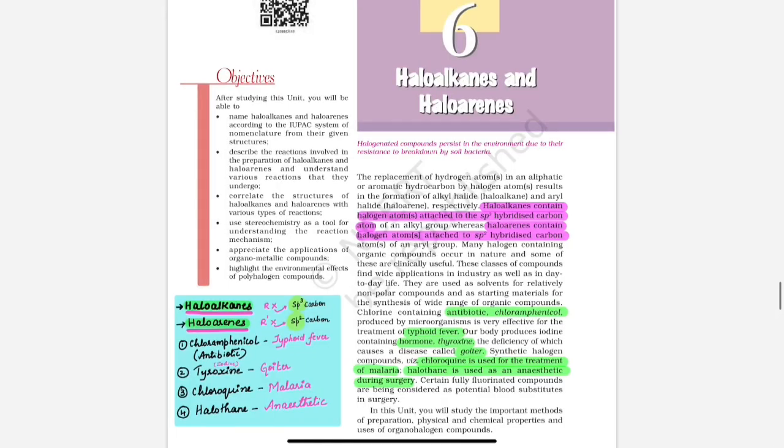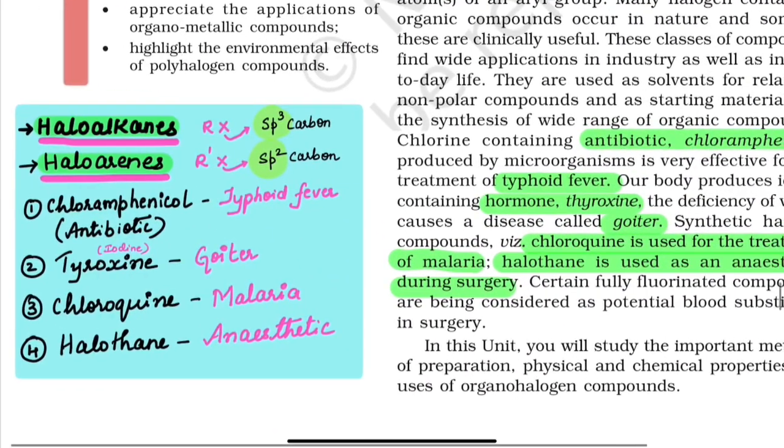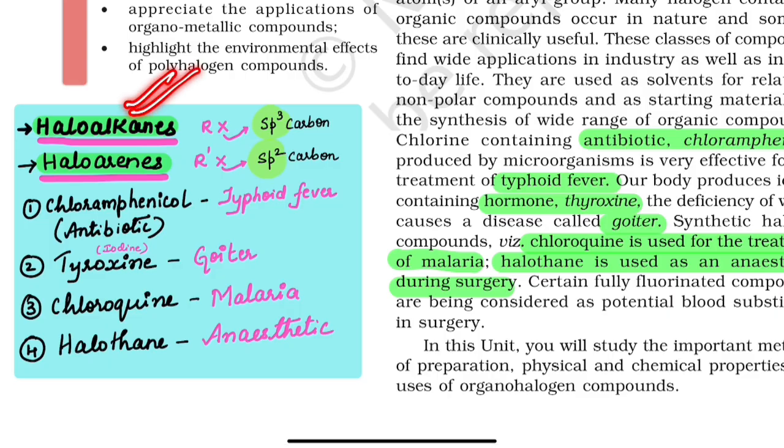So on the first page, what is very important is only learn this much. What are haloalkanes? X is called halogen. If halogen is attached to the sp3 carbon of an alkyl group, then it is called a haloalkane. If halogen is attached to the sp2 carbon of an aryl group, that is benzene, it is called a haloarene.